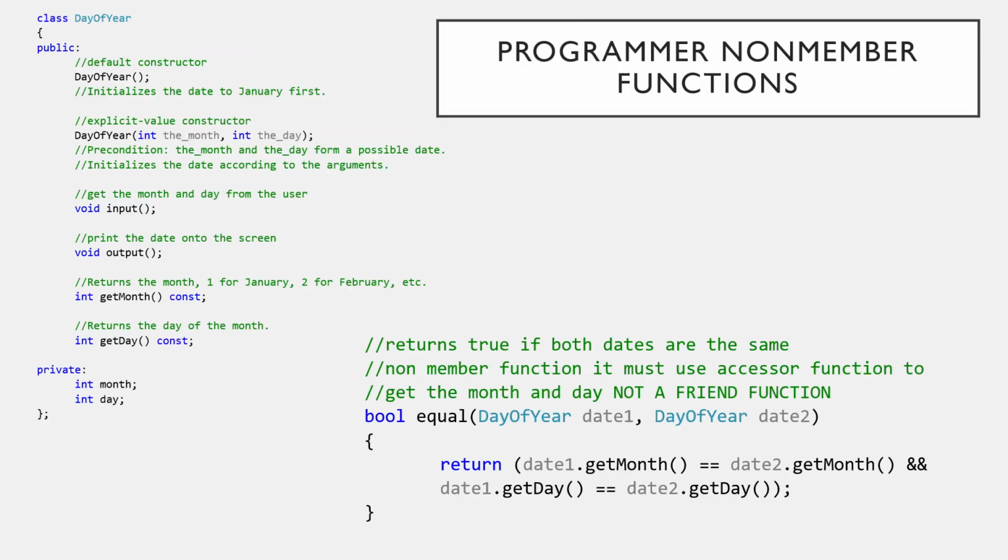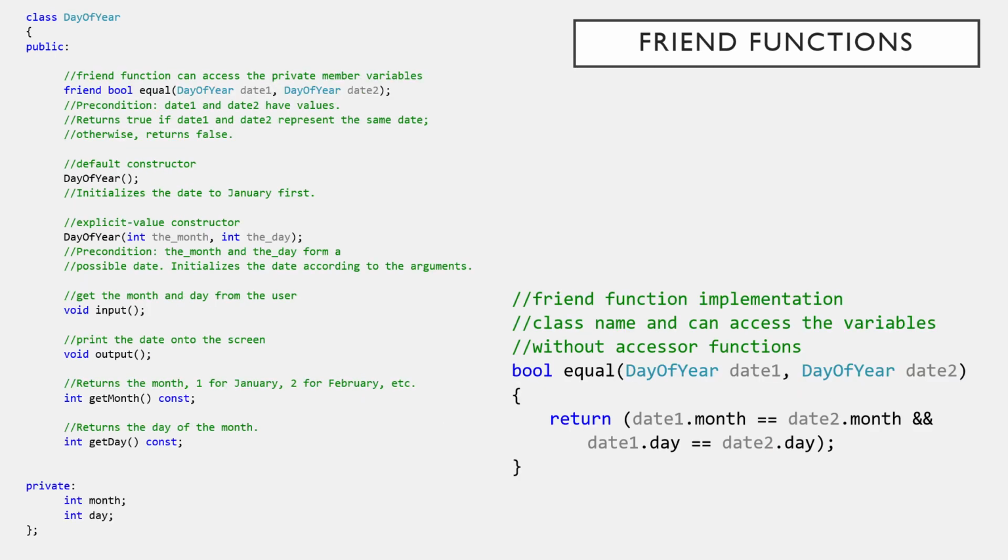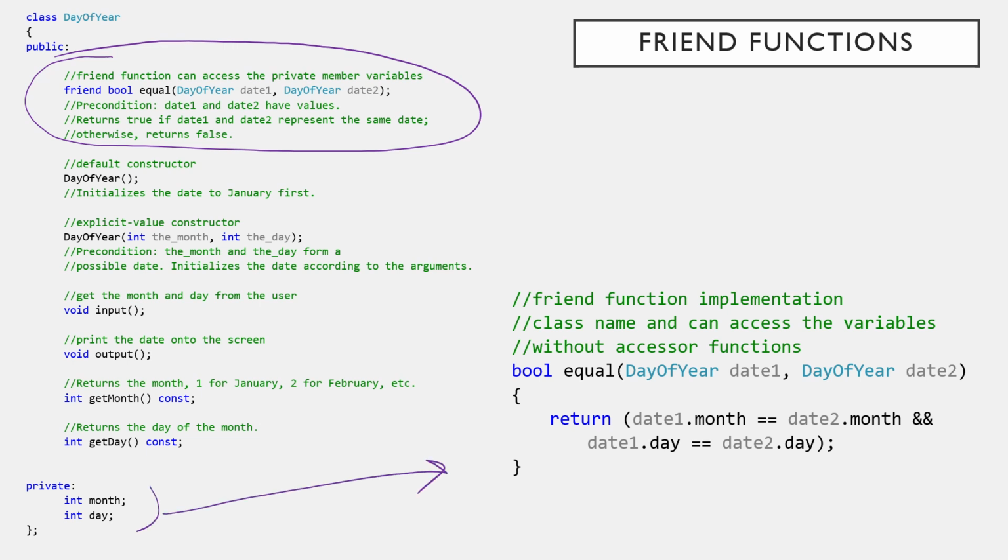Just to remind you, this is not a friend function, just a regular non-member function that needs to use the accessor functions in order to get to the data. And here is the same thing, only because we listed this in our class declaration as a friend function, we can access the private member variables right here by using just the dot operator.